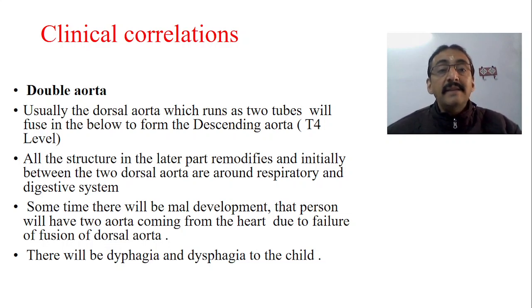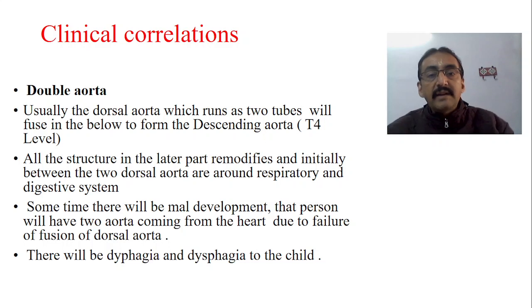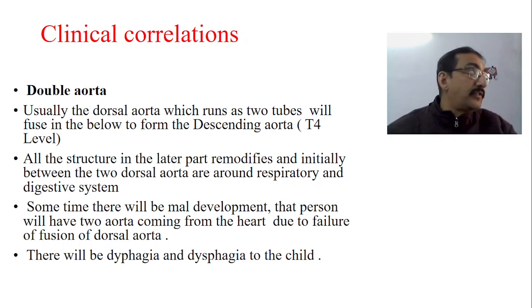Initially, between these two dorsal aortas are the respiratory and digestive systems, and all these structures remodel in the later part. Sometimes there will be a maldevelopment, and that person will have two aortas coming from the heart due to failure of fusion of these dorsal aortas.